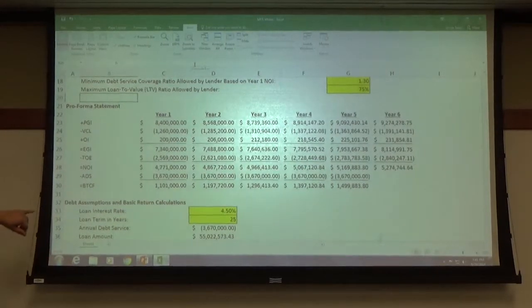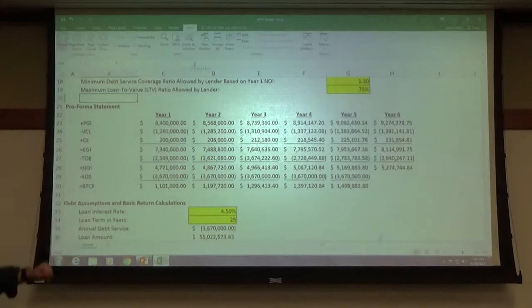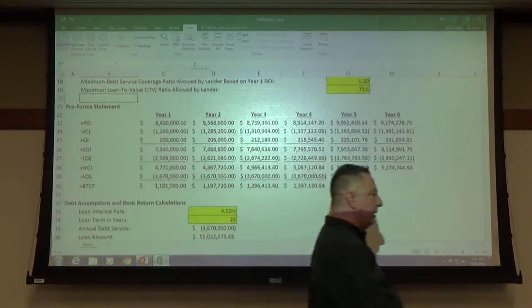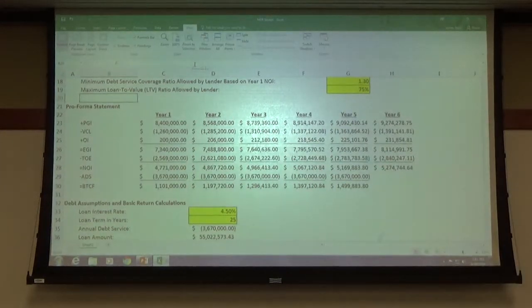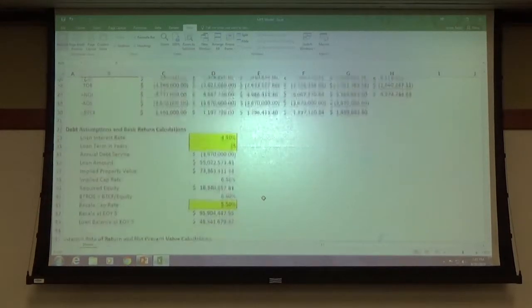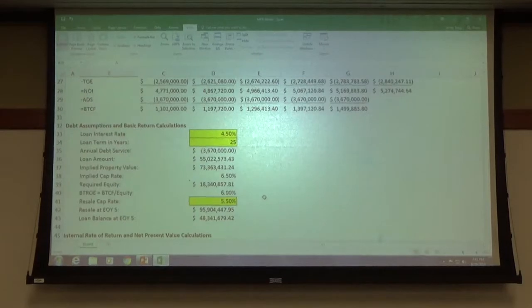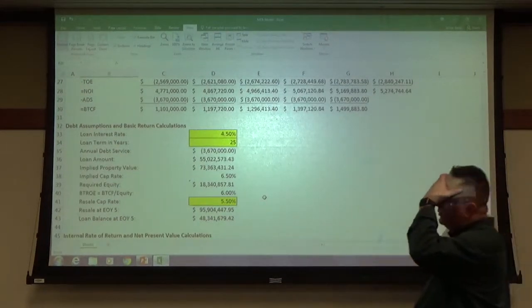All right. Moving forward. So now, this next little piece is where we begin to take into consideration what is the interest rate, what is the term, and then everything that kind of flows from that.